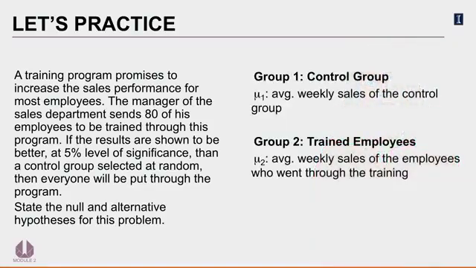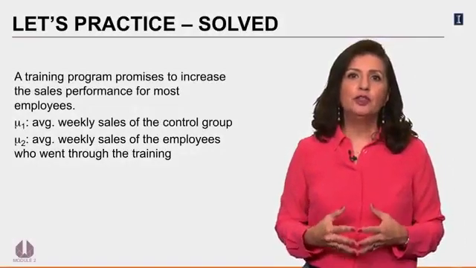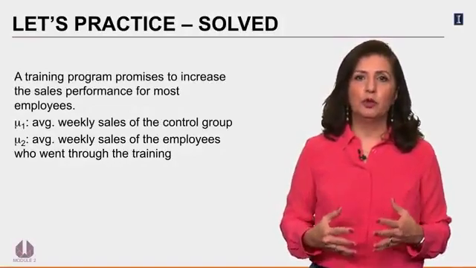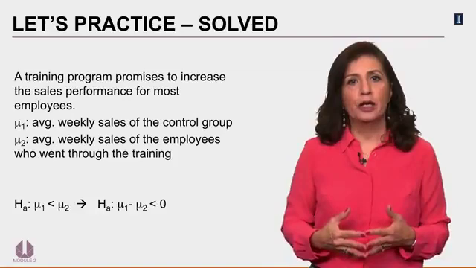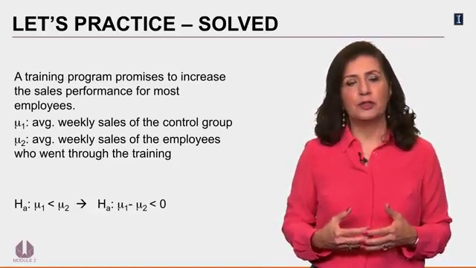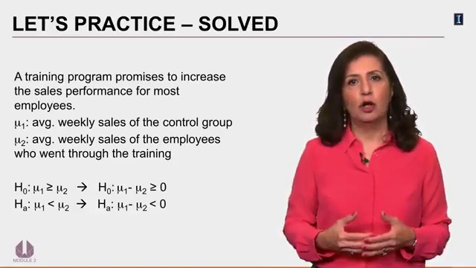Let's set mu1 to represent the average weekly sales for the control group, and mu2 represent the weekly sales for those employees who got the training. Since the training program promises to increase the sales performance for most employees, then we want our data to show that mu1 will be less than mu2. So that is our alternate hypothesis, and the complement will be the null.